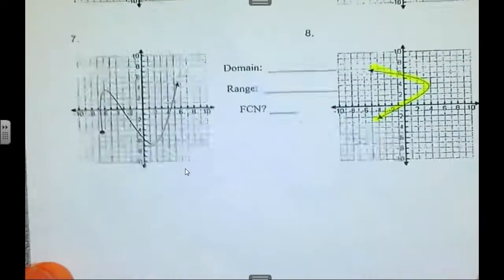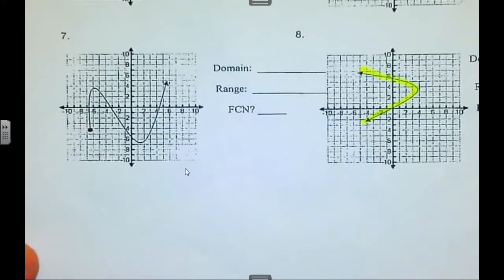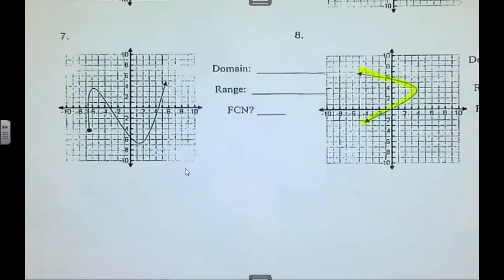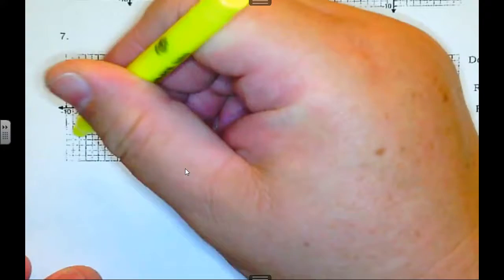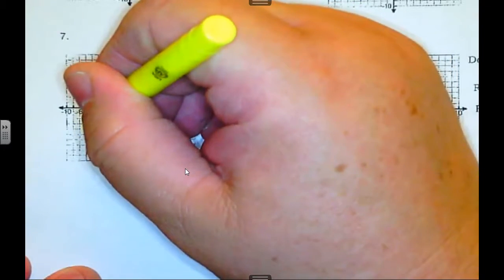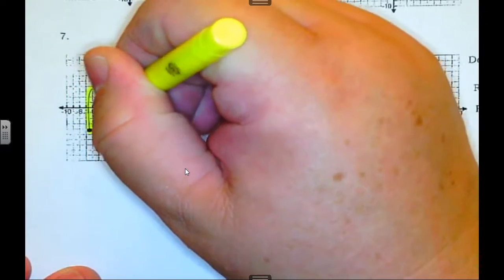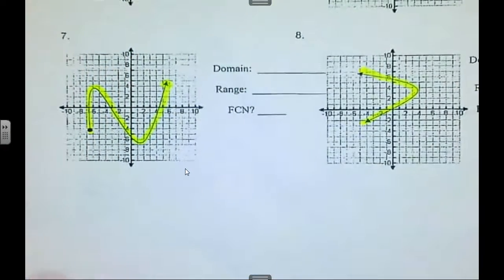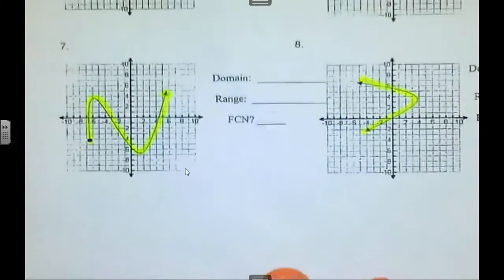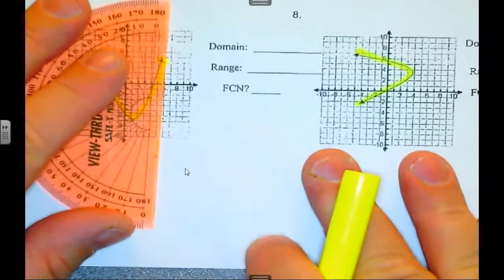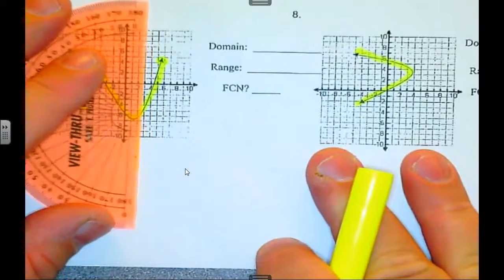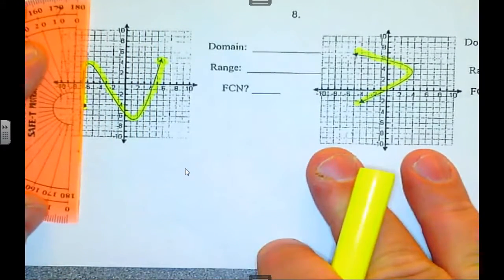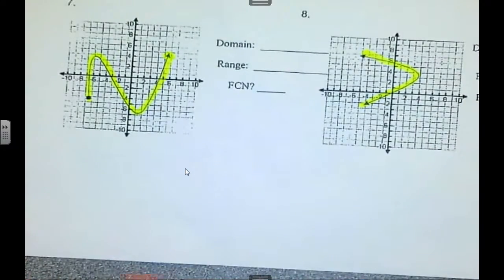Number 7 is kind of fun. It intersects only once, which means that it is a function, right? This one's kind of tricky. That one wouldn't be, because it does it more than once. Correct. If you do it this way, it looks like it's hitting it twice. So it is not a function.